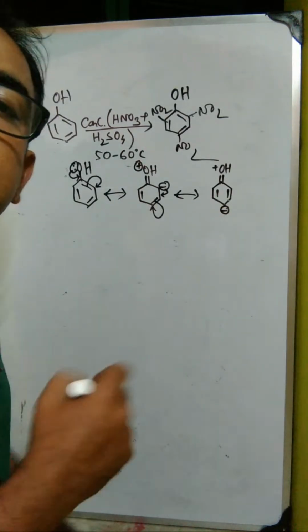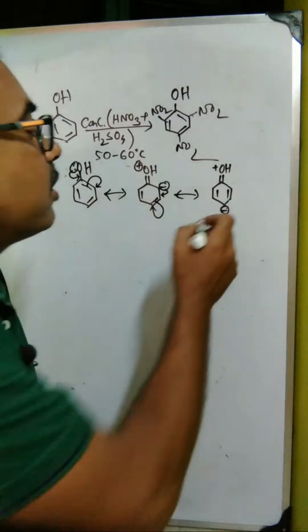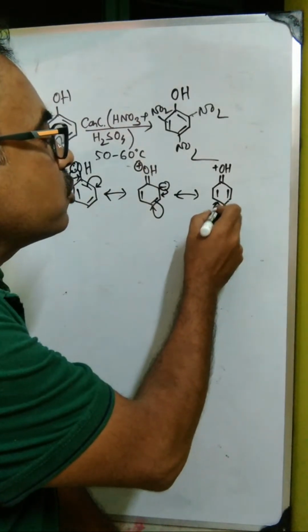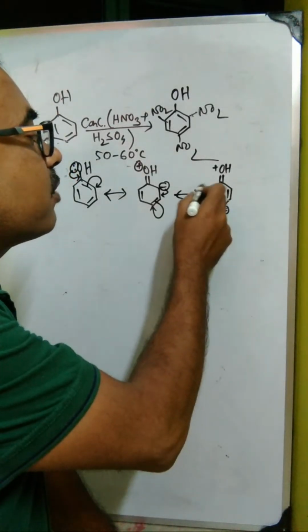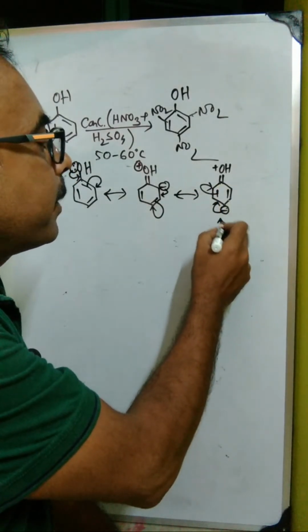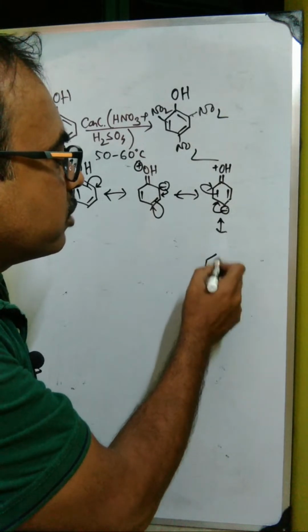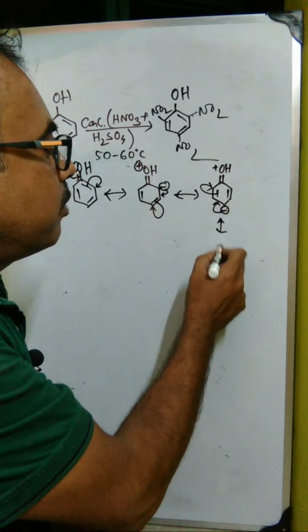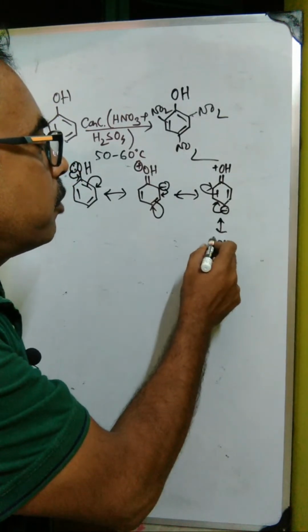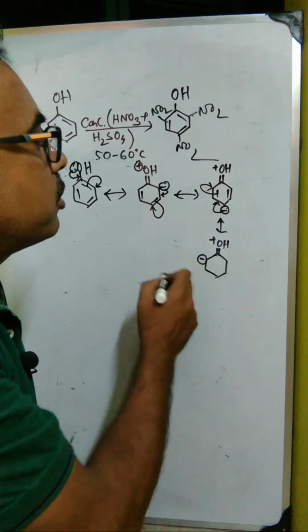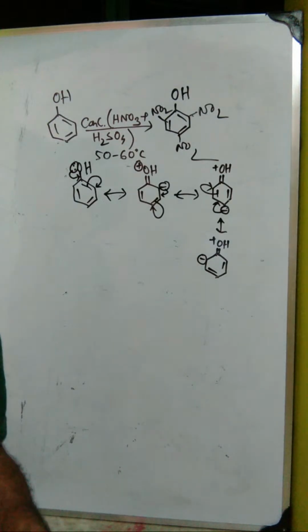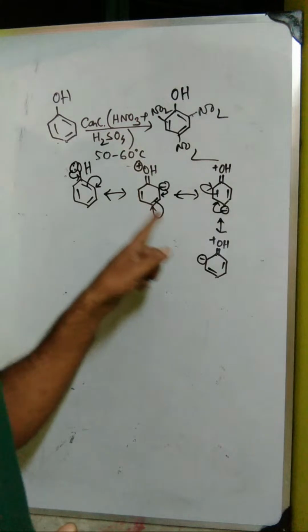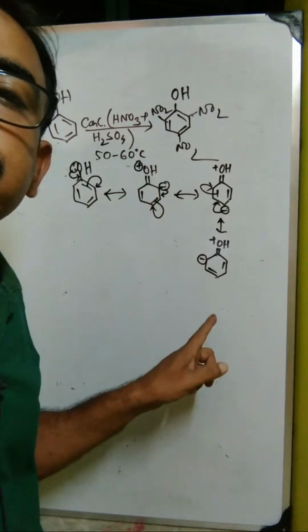Okay, the next resonating structure, what will happen? The negative charge will make a double bond with this carbon, and this pi bond will be shifted onto the carbon. So the next resonating structure is that: double bond, OH, positive charge, here a negative charge, double bond. So these three are the resonating structures of phenol.